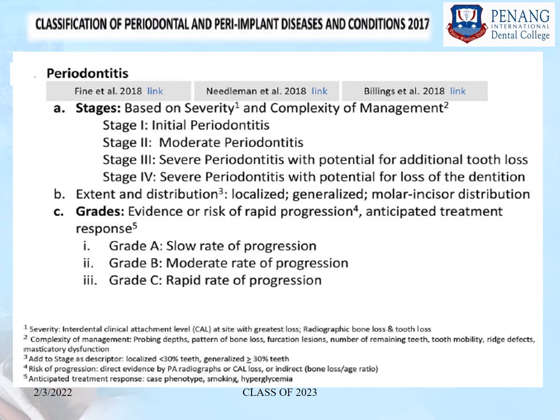Stage 1 is initial periodontitis, stage 2 is moderate, stage 3 is severe periodontitis with potential for additional tooth loss, stage 4 is severe periodontitis with potential for loss of dentition.